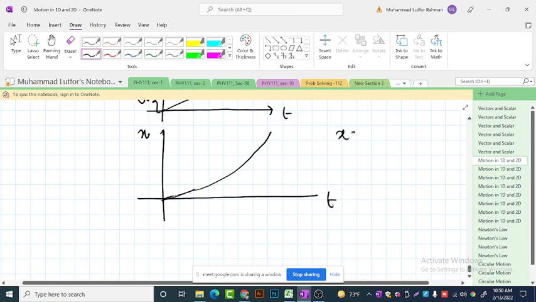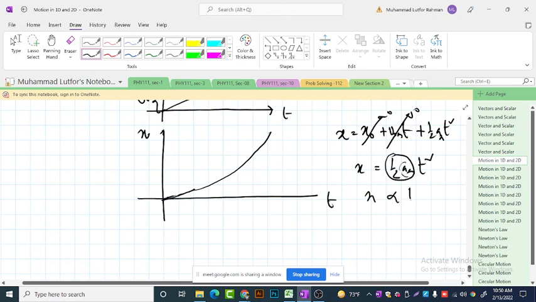Look at this. This is my equation: x minus x naught equals v naught x t plus half of a x t square. If I consider initial velocity is 0 and initial displacement is 0, then x would be basically half of a x t square. Since it moves at a constant acceleration, this whole coefficient is basically a constant, right? Then x is directly proportional to t square. So that's why this would be the displacement versus time graph.